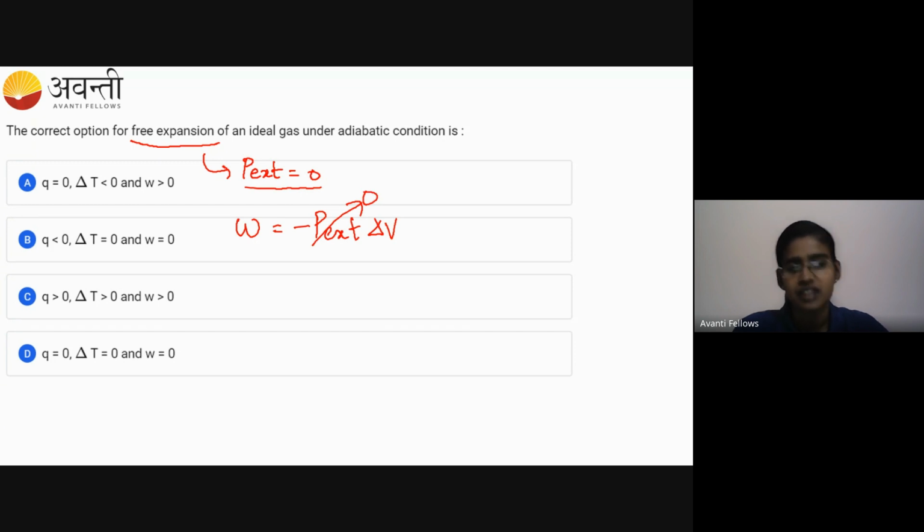Yes, Valmiki, option D is the correct answer. So P external goes to 0, so the work done will be equal to 0. Okay, work done is going to be equal to 0. So either option B or D should be the correct answer.